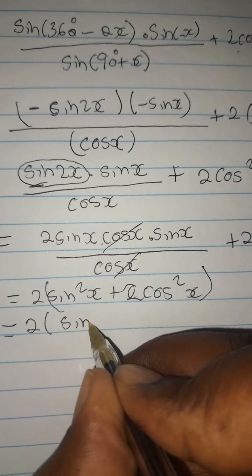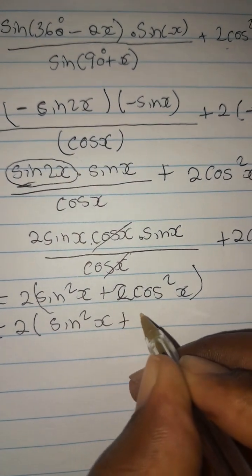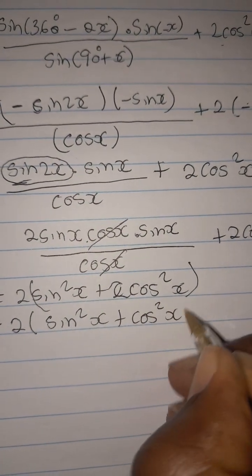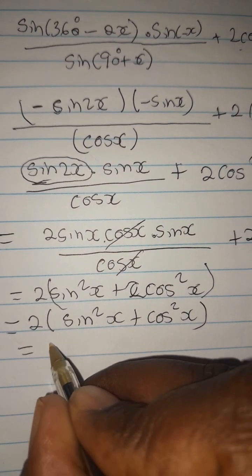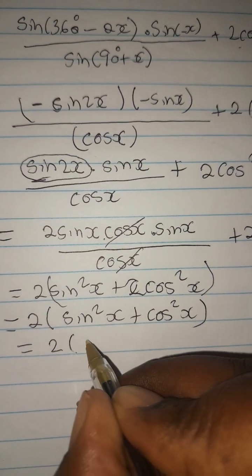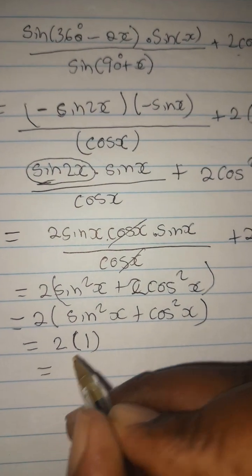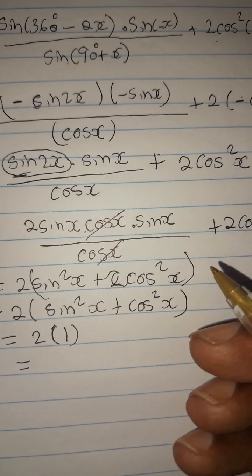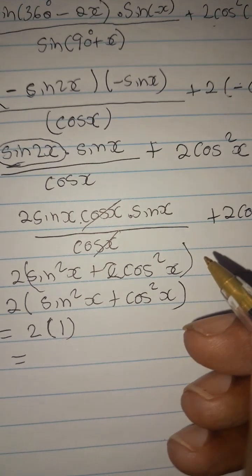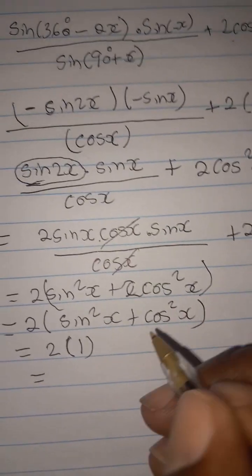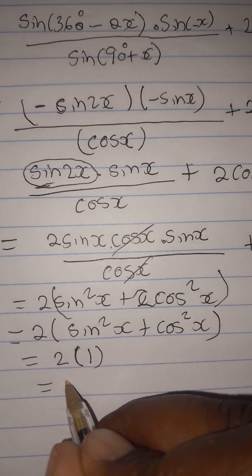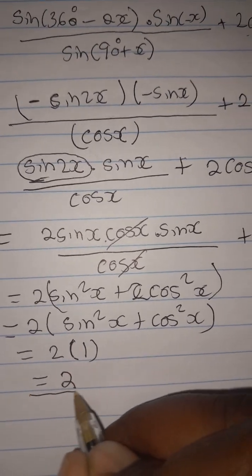So we are going to factor out sine squared x plus cos squared x. So what is sine squared x plus cos squared x? That's 1, sorry. Sine squared x plus cos squared x is 1. Remember, because they said determine the value of the following, they were not looking for any variable. They were looking for a number. So our answer must remain as a number. So 2 times 1 will be 2.